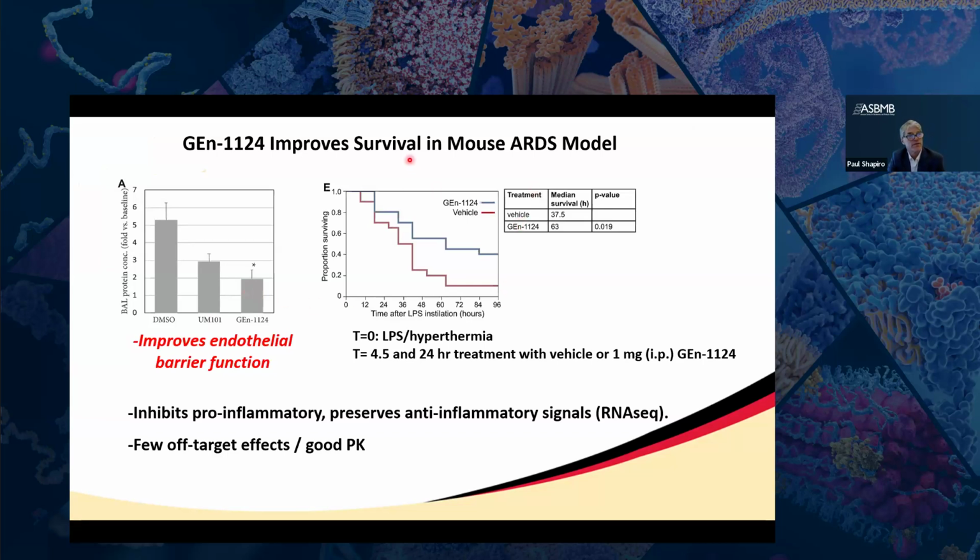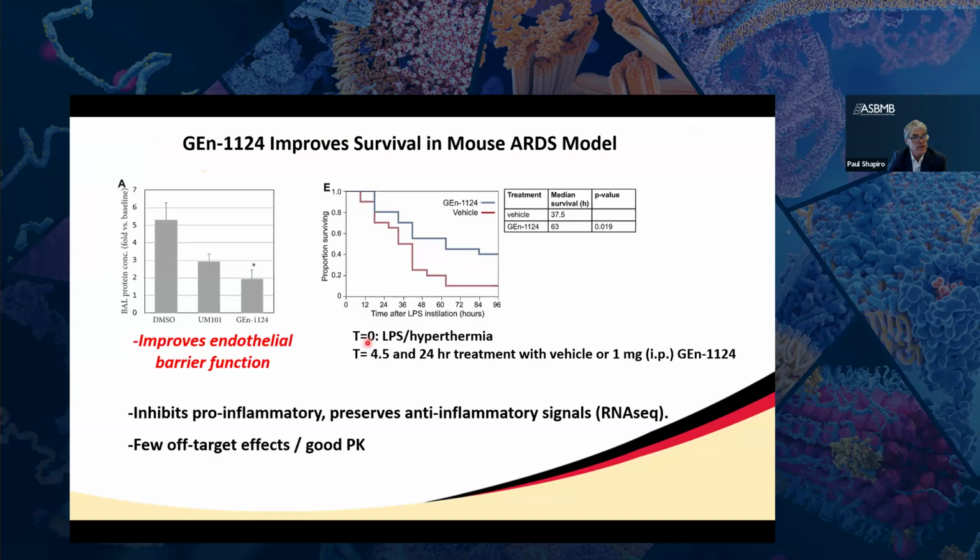The compound also improves survival in a mouse model of acute respiratory distress syndrome, and that's what the data is showing over here. And so basically, this is a model where mice are made to have a fever, hyperthermia, and then they're given a bolus of lipopolysaccharide, which induces a massive inflammatory response, and most of the animals die after about 3 or 4 days.